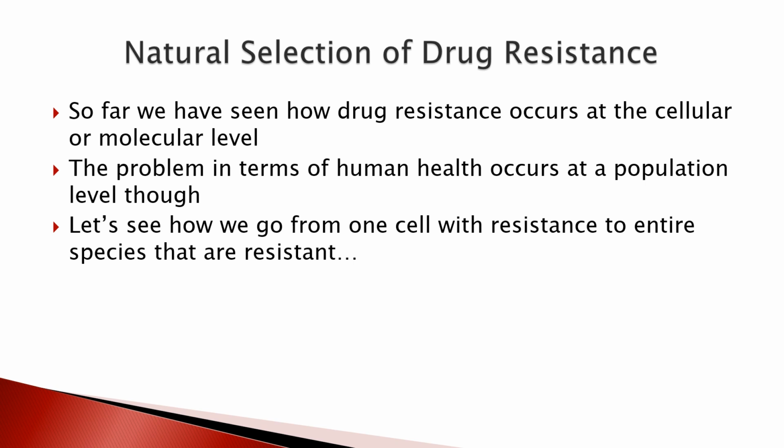So when it comes to natural selection of drug resistance within microbes, we've seen now how that drug resistance can occur at a cellular or molecular level, but in terms of human health, it's typically going to happen at a much higher level, as far as populations go. So let's look at whole populations of species that become antibiotic resistant and how that's going to happen. I've got a nice little imagery for you here in just a second.